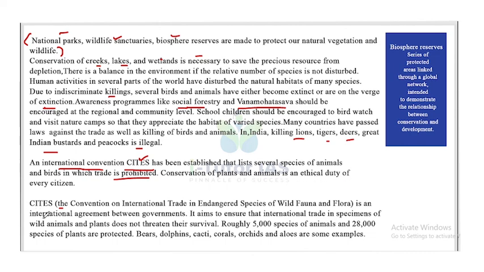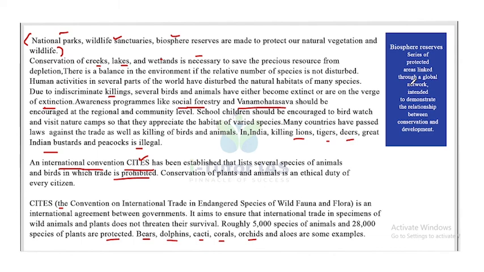CITES is an international agreement between governments. It aims to ensure that international trade in specimens of wild animals and plants does not threaten their survival. Roughly 5,000 species of animals and 28,000 species of plants are protected. Bears, dolphins, cacti, corals, orchids, and aloes are some examples of CITES protected species.